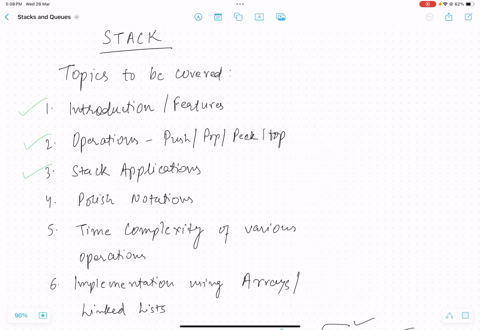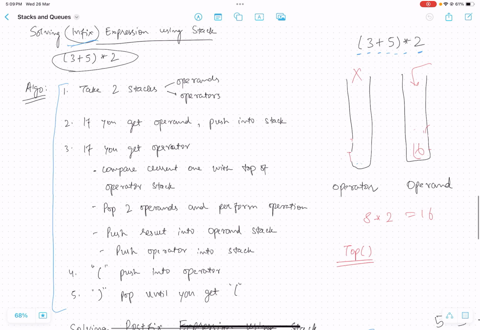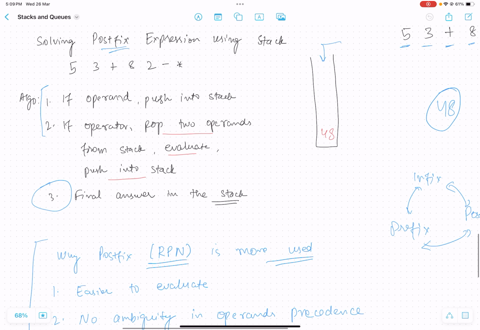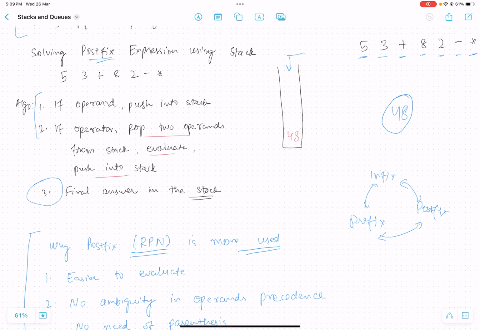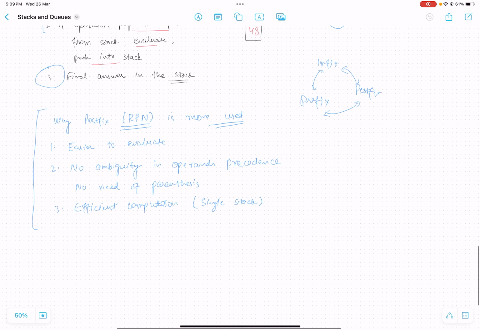Hello everyone, welcome back. Today we will continue our stack data structure journey, and we were on Polish notations. If you remember part 2 of this stack data structure series, we did solving of infix expression using two stacks and then solving the postfix expression using a single stack. And then we also saw why postfix, which is also called reverse Polish notation, is mostly used in the computer science world.